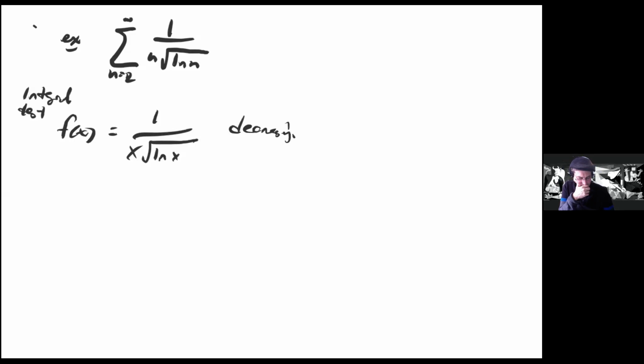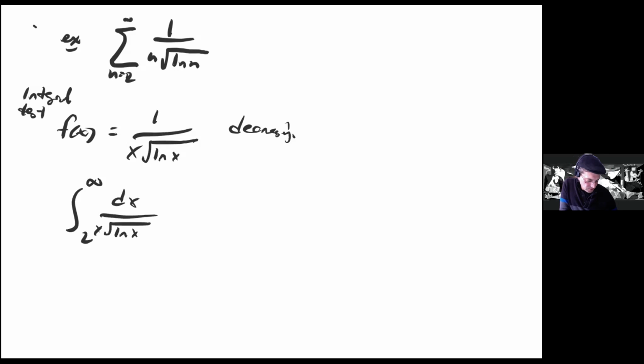It's a decreasing function, and we can consider the integral from, say, 2 to infinity of dx over x times the square root of ln of x. So it's an improper integral. If we can show this converges, then our original series will converge.